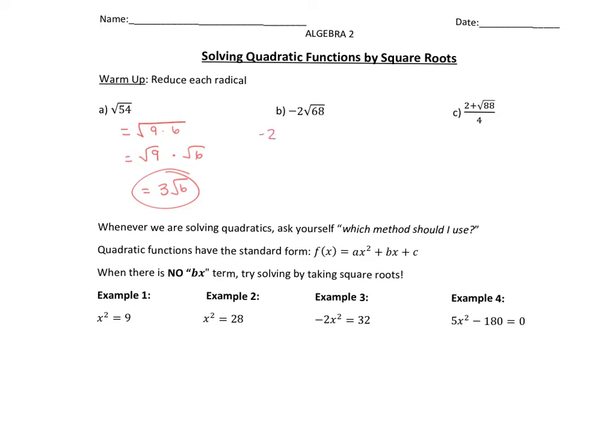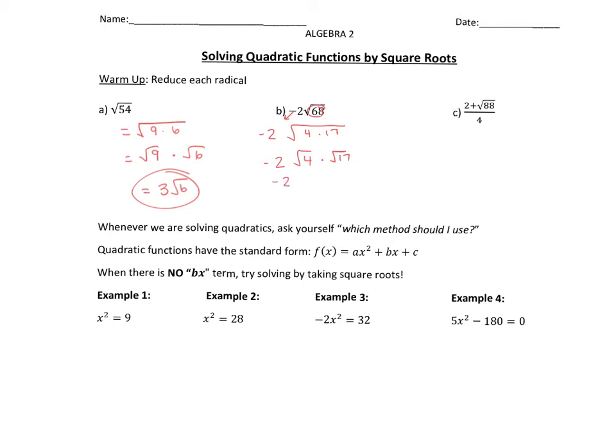Same thing here, we're gonna break this radical down. Two numbers that I can use, okay? We're going to use 4 and 17. So 4 times 17 gives me 68, okay? I am keeping this 2 as I go along. So 2 square root of 4 times the square root of 17, because I'm breaking it down one step, okay?